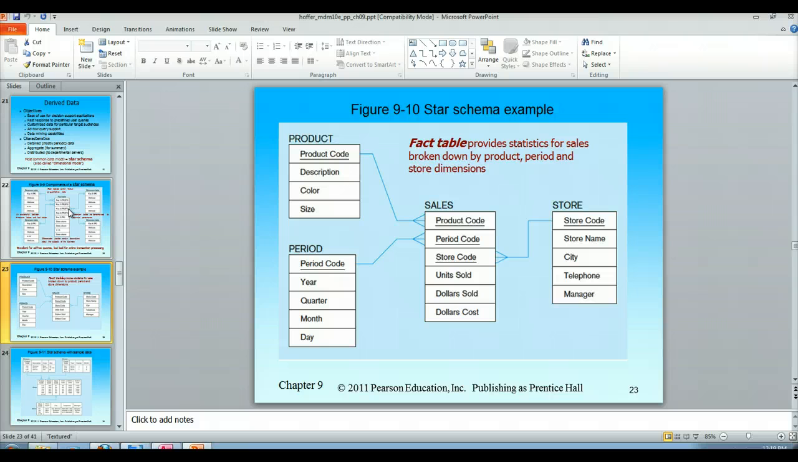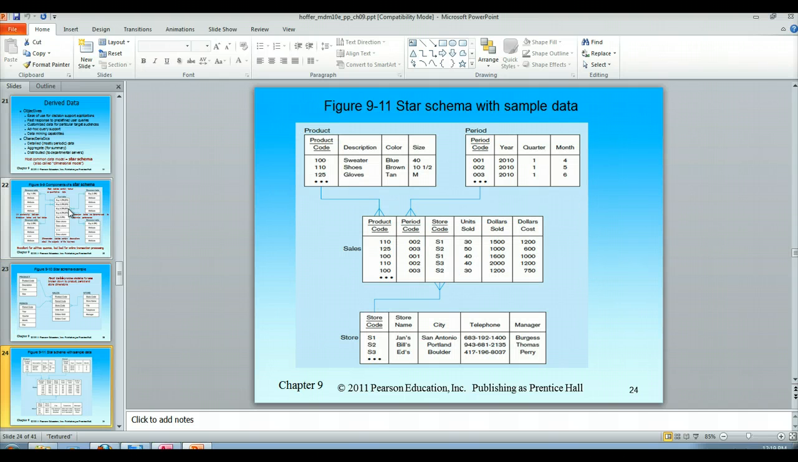So our period table, and you'll read that in the text, can be a very complex entity in and of itself. But this period dimension should be associated with every fact table that's in your data warehouse. That is really your central dimension, is your period dimension. So let's take a look at what this looks like with real data.